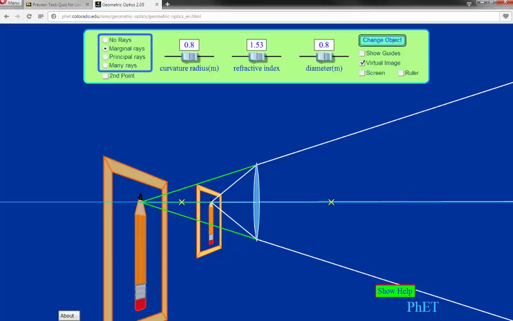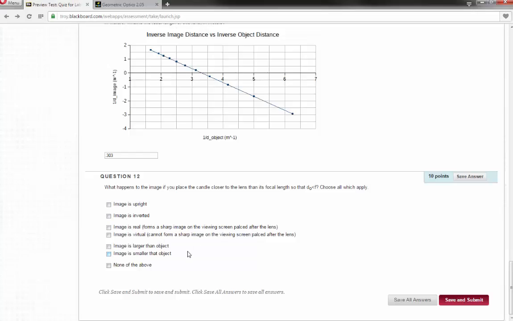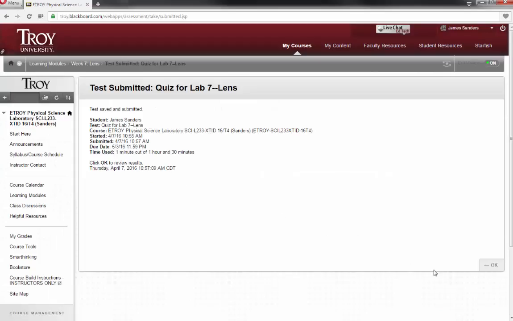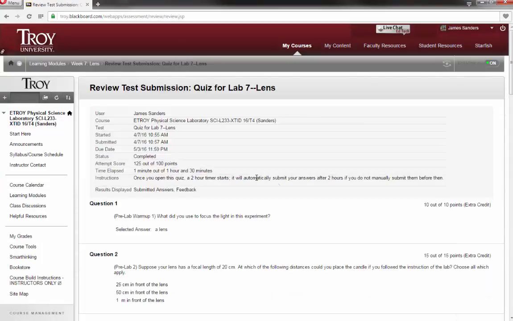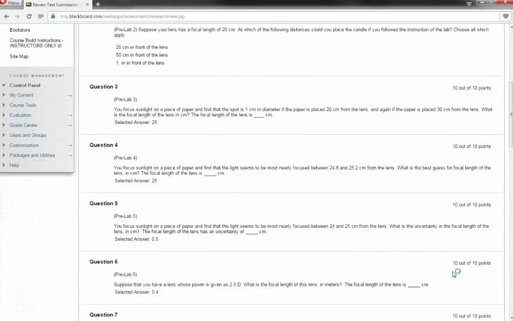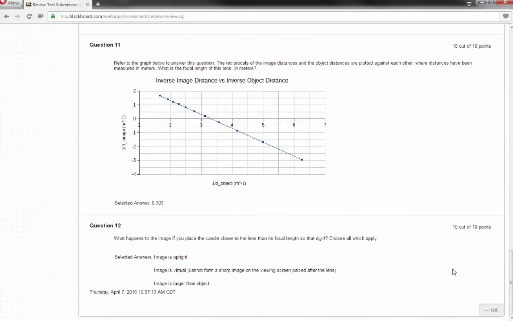So let's see which of those options are actually available in this quiz. Image is upright or image is inverted? Well, it's got to be upright. Image is real or image is virtual? Well, the image is virtual here. Image is larger or smaller? Well, it's larger. Okay, so we shall submit. It accepts this. Let's review our results. 125 out of 100 points. Here's your 25 extra credit. Everything else is correct on here, so you now have all the answers to this quiz.